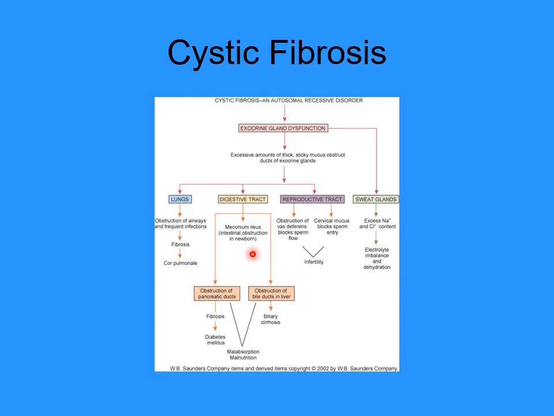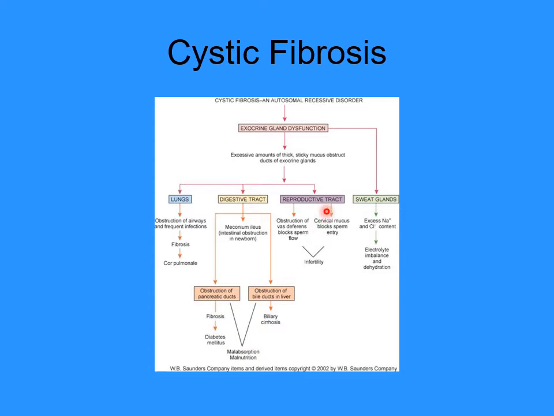Digestive tract: the meconium ileus, the intestinal obstruction of the newborn, results in obstruction of pancreatic ducts that causes fibrosis and leads to diabetes because you're not able to produce insulin. And then obstruction of the bile ducts of the liver causes biliary cirrhosis, and bile is needed to break down fats. The pancreas produces digestive enzymes as well as insulin and glucagon, so that affects absorption of nutrients.